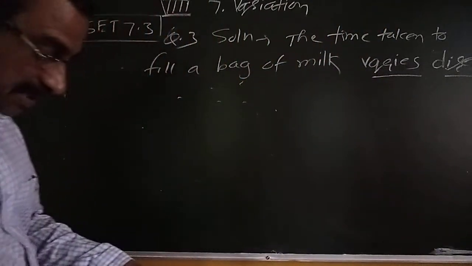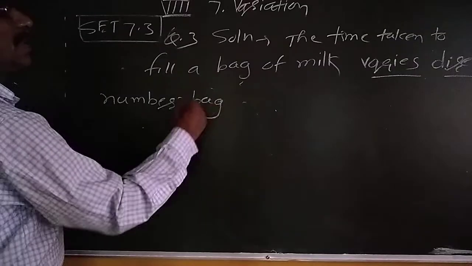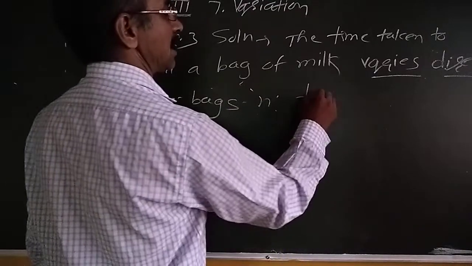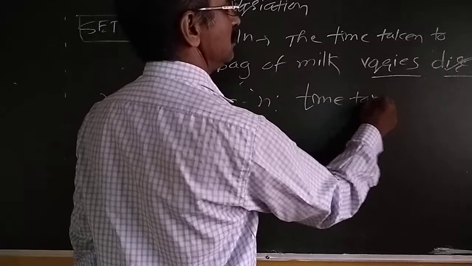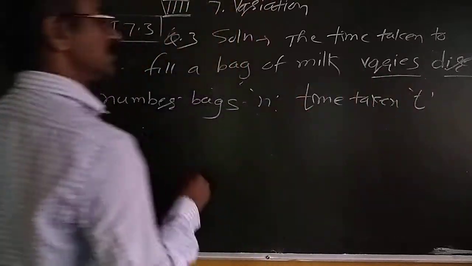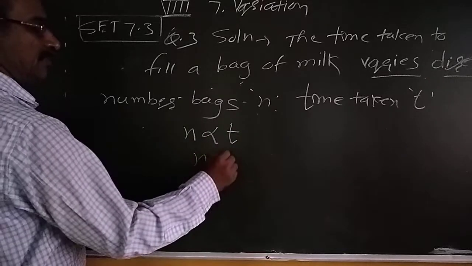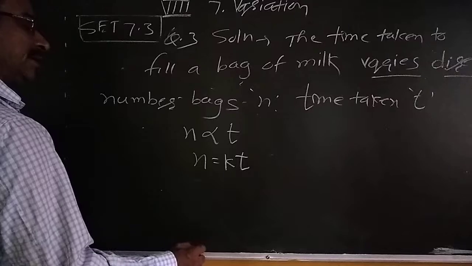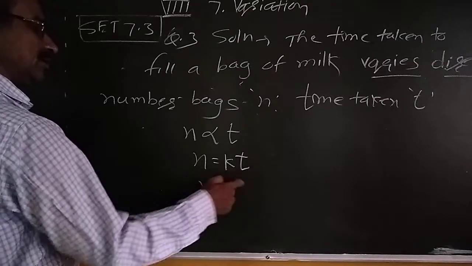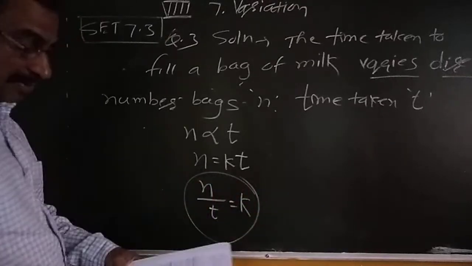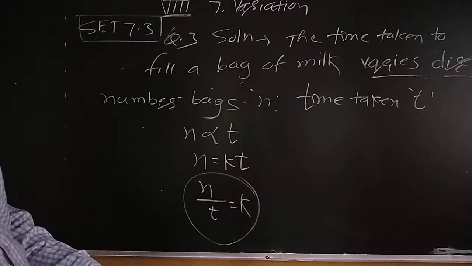So, firstly we consider the letters for number of bags, denoted by N, and the time taken denoted by a small letter T. So N is directly proportional to T. So we write N is equal to K into T. If we divide both sides by T, then we will get N upon T is equal to K. This is our equation.